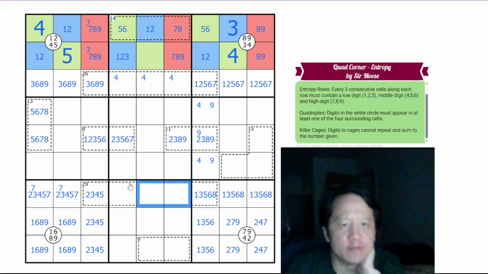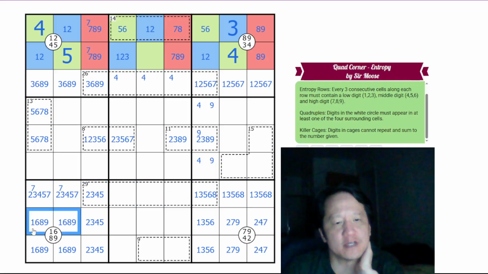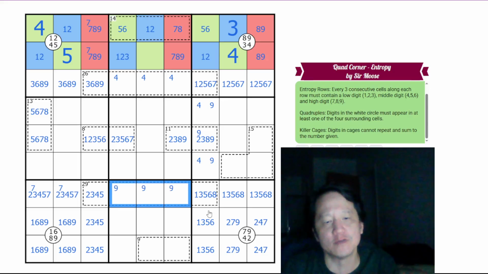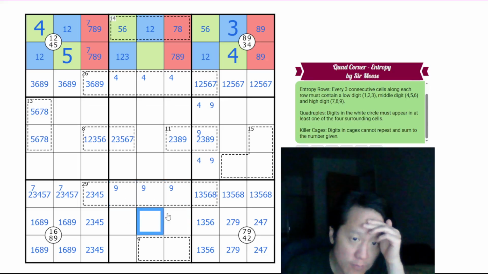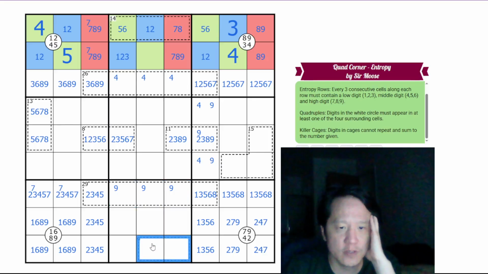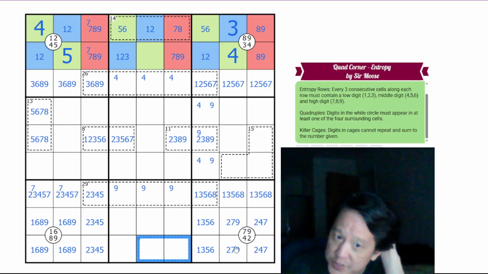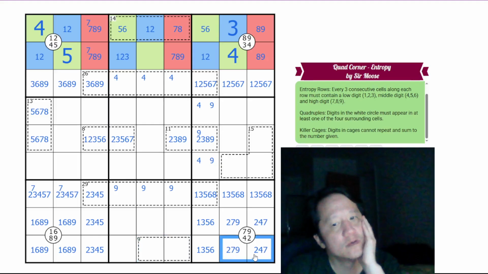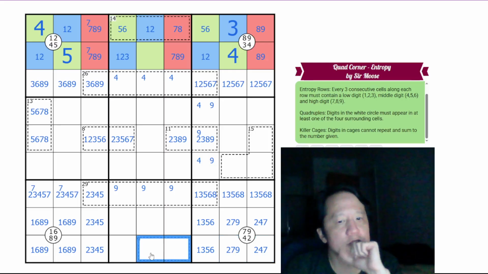Whereas 9 in row 7, 9 can't be here because it has to surround the quad. 9 can't be here because it's surrounding the quad. 8 is one of these three, so 9 has to be one of these three. Okay. These two match the same pair as these two. So these two are the same sets as these two.